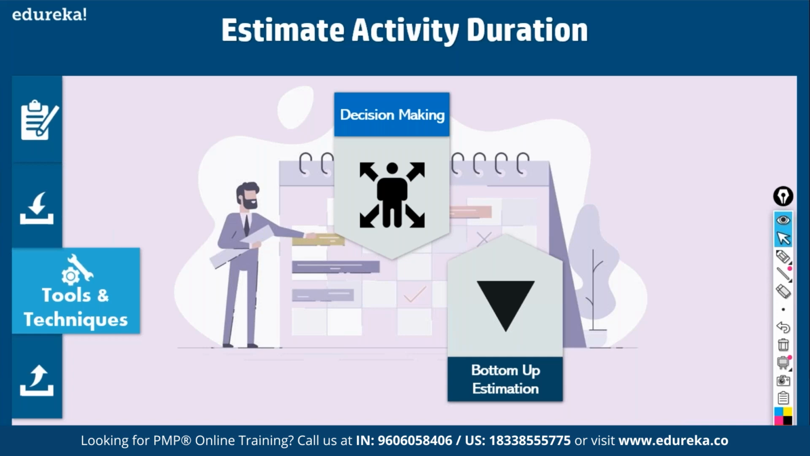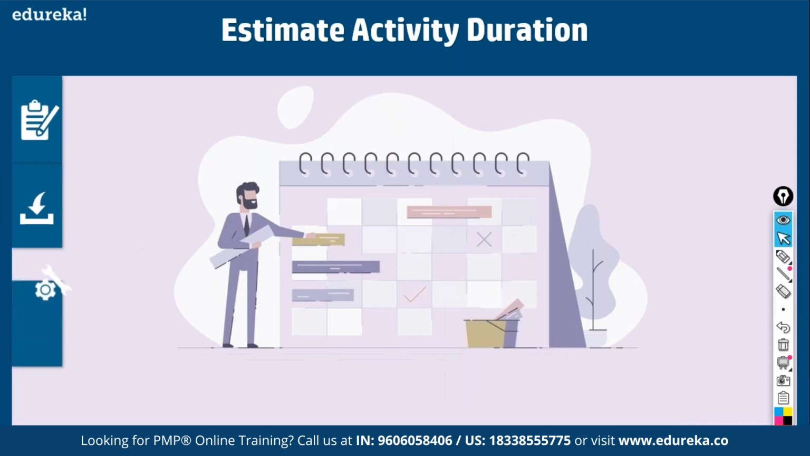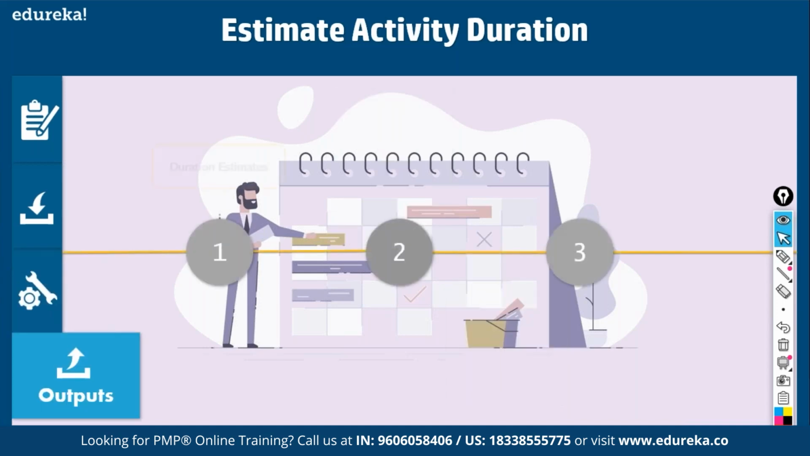So bottom-up estimating is where you know the activity level information and you work it upwards, from work package upwards. That is called bottom-up estimating. Then finally, you come up with duration estimates for each activity, for each work package. Let's say requirement documentation, that is one work package, and that will take 30 days. You come up with duration estimates.